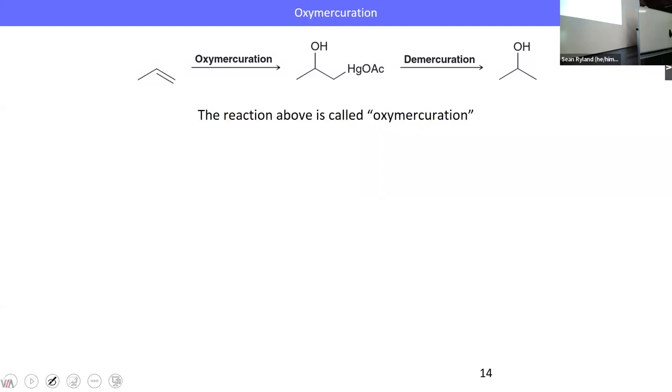And so the general process here is the same as hydration, as acid-catalyzed hydration. The overall reaction is usually referred to as oxymercuration, although technically it should be oxymercuration-demercuration, because you have to add an oxygen and a mercury, and then you have to get rid of the mercury in order to get all the way to an alcohol at the end. But that's a mouthful, so a lot of people will just refer to it as oxymercuration.